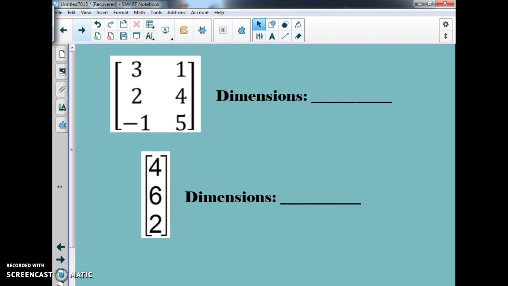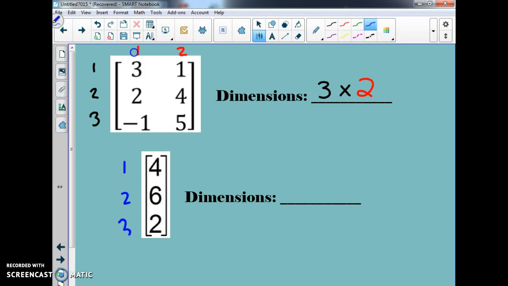Looking at the dimensions here, again, we start off with rows. We have 1 row, 2 rows, and 3 rows. So our dimensions is going to be a 3 by, and the number of columns are 1 and 2. So a 3 by 2. And then finally for this one, we have 1, 2, 3 rows, and only 1 column. So it's a 3 by 1.